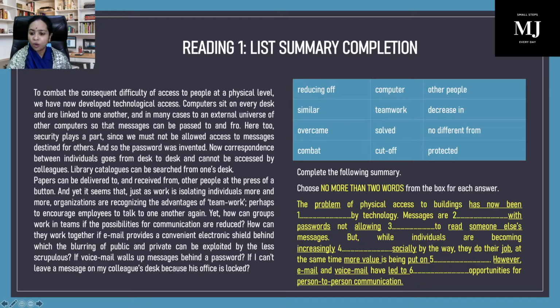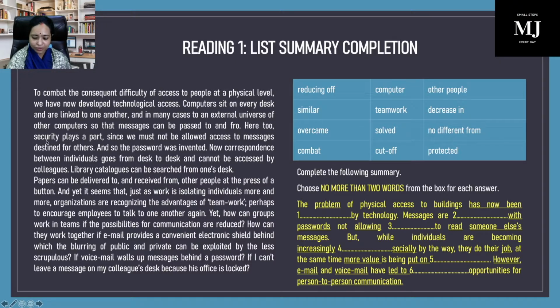Let's go back. We remember the answers come in order. So we will not start from the beginning, but we'll move ahead. Computers sit on every desk and are linked to one another, and in many cases to an external universe of other computers so that messages can be passed to and fro. So we are kind of on the message point. Here too, security plays a part.